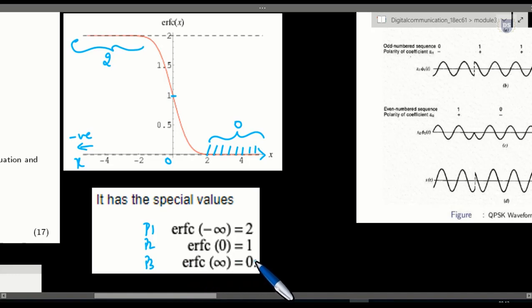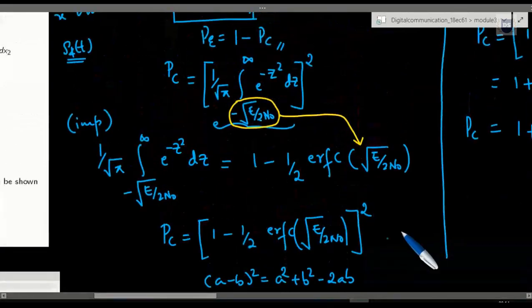Let's consider this property number 3, which states that the complementary error function of a large number will be equal to 0. What large number? Any value that is greater than 2 will land us onto what value? 0. So here, let's get back to our derivation.